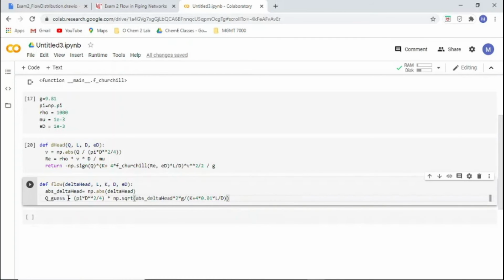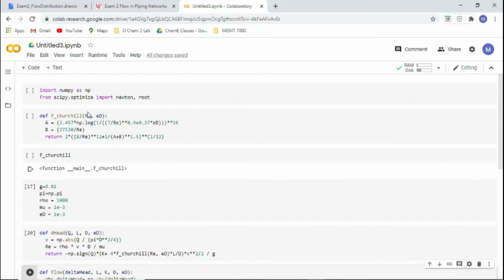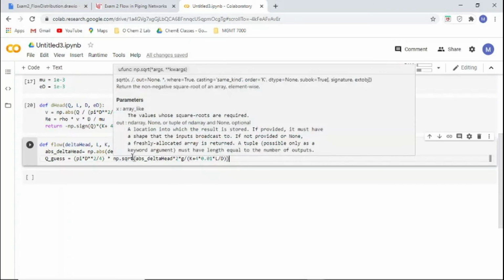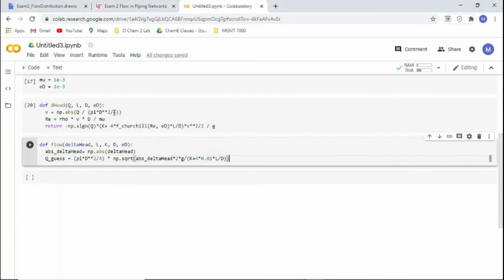So we need this flow rate guess in order to find the Reynolds number, because the Reynolds number is dependent upon knowing the velocity. And in order to find velocity, we see up here that we need to know the flow rate. So we're going to start with a guessed flow rate, and we will then have to use a root finder. That's what we put up here. We imported a Newton root finder for a later part so that we can find the flow rate where the delta head that's calculated here is equal to the change in head that is supplied.